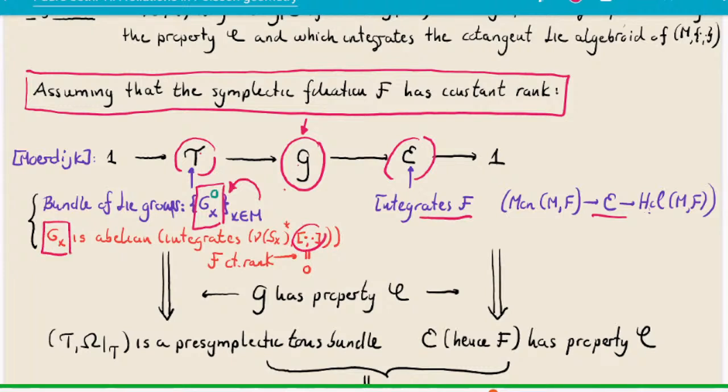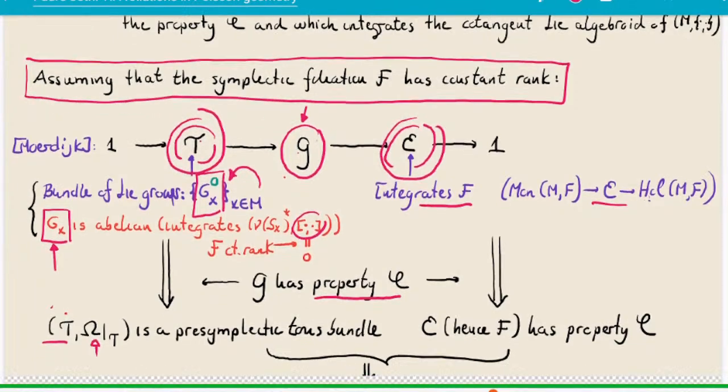Now, finally, let's apply property C. If we apply property C, what we're going to see is that both the Lie groupoid T and the Lie groupoid E inherit that property. And for the Lie groupoid T, it means that these abelian groups are tori. And if we restrict the symplectic structure that we have in G, we're going to end up with a bundle of tori endowed with a multiplicative symplectic form, actually, that turns it into a presymplectic torus bundle.